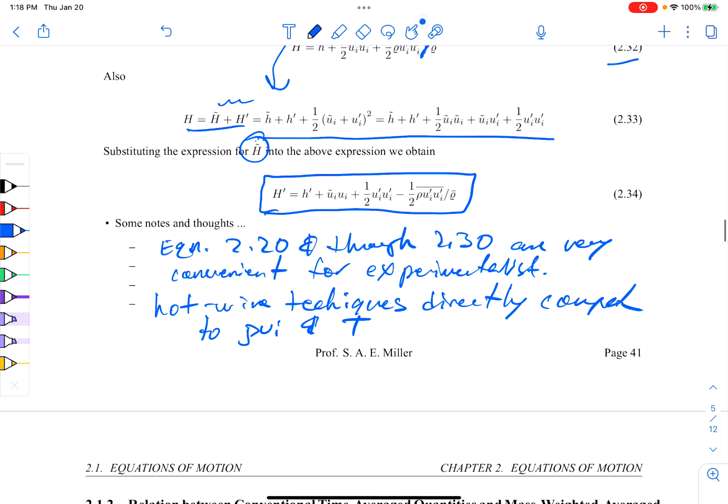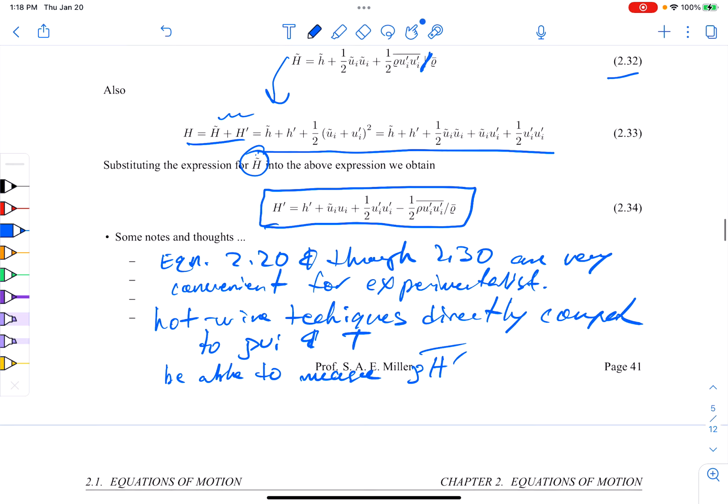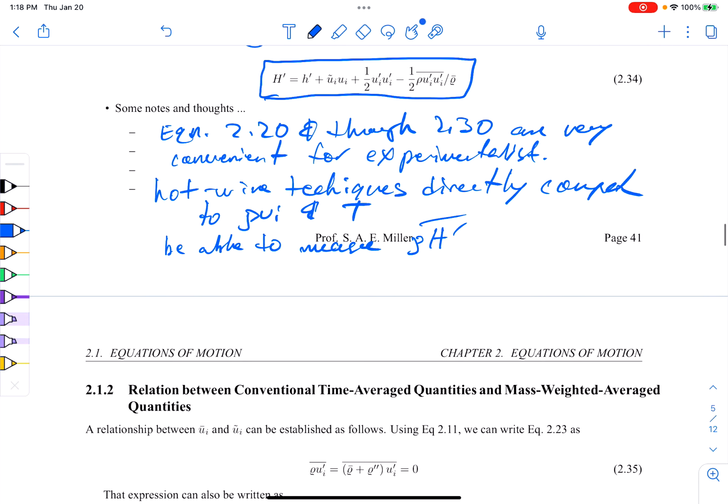And for supersonic speeds, if you can have a device that lasts in there, you'll be able to measure something like mass averaged enthalpy terms. The pressures are usually directly measurable, so that's not a problem. And so that's probably some of the reason these choices were made by Favre and others in the 1950s and 60s.